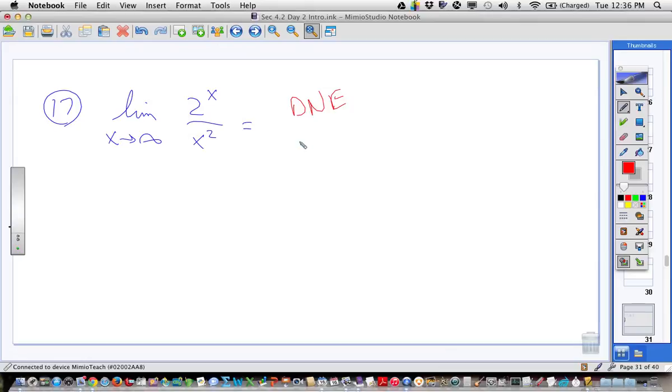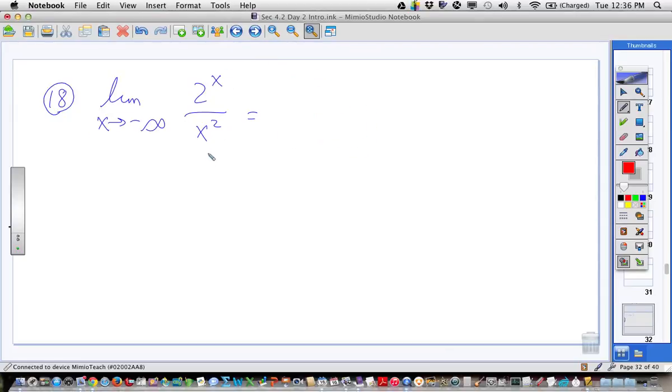Does not exist because it goes to infinity. The top gets way bigger than the bottom. We talked about that. Exponentials get bigger than powers faster, and so therefore the top's going to get bigger than the bottom, so it goes to infinity. Okay, what about this one? What about 18? 0. Because what happens when you put a negative number into 2 to the x?